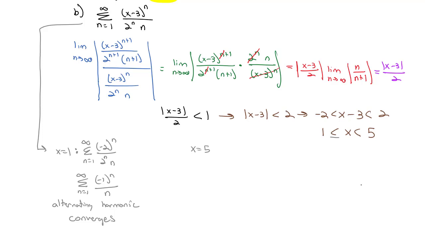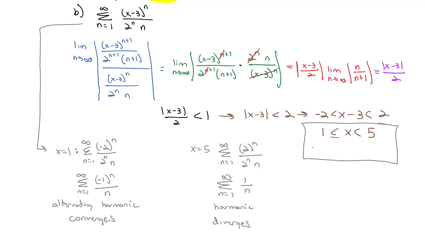So what happens at 5? Plug a 5 in and we get the sum as n goes from 1 to infinity of (5 minus 3 is 2) to the n over 2 to the n times n, which the 2 to the n's can reduce out, and we get 1 over n, and that's just the regular harmonic series. And the integral test will tell you really quickly that it diverges. So x cannot be equal to 5, so it's going to be strictly less than 5, but greater than or equal to 1. This is the interval of convergence.